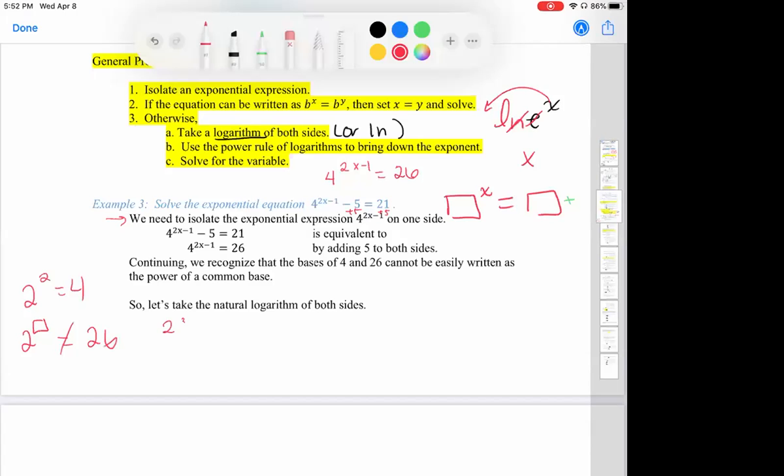2 cubed is 8. 2 to the 4th power is 16. 2 to the 5th power is 32. And 2 to the 6th power is 64. And I already missed it. I want to get 26, and none of them give me 26. So there is no way I can write these with the same base. So therefore, I must apply the log to both sides. So let's take the natural logarithm of both sides.